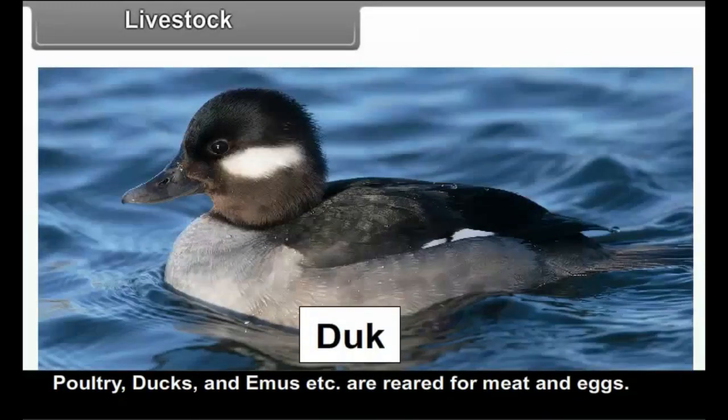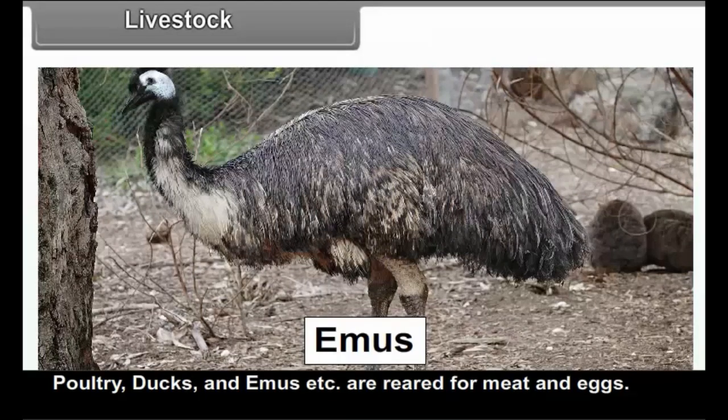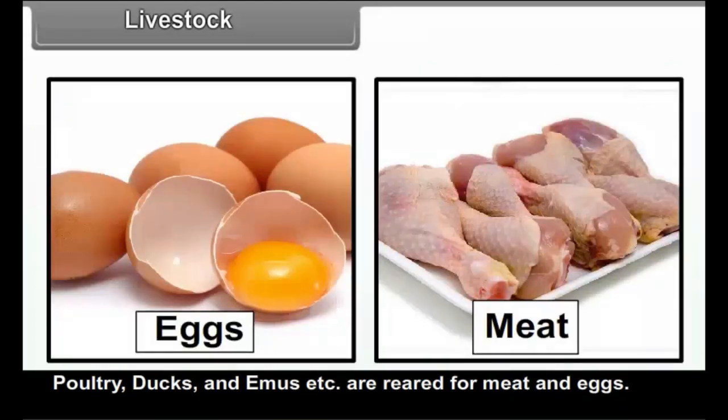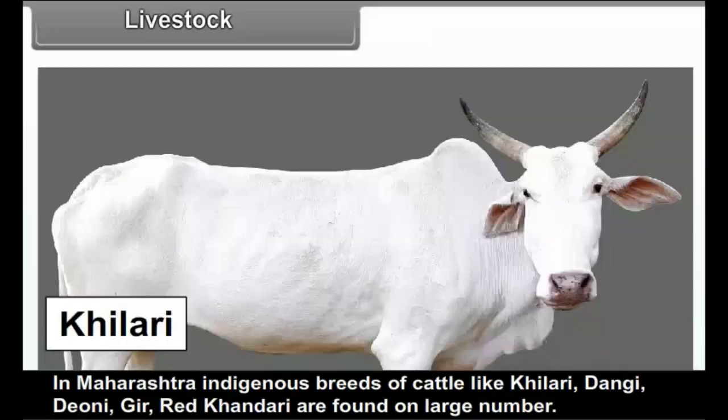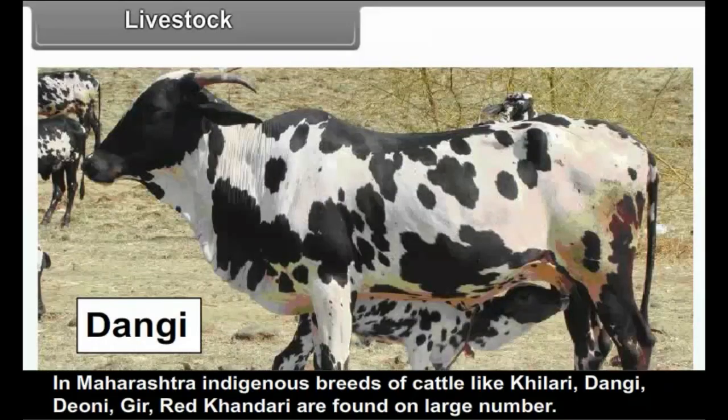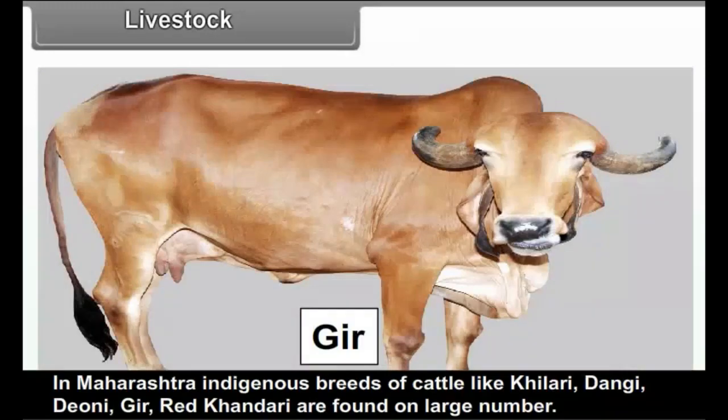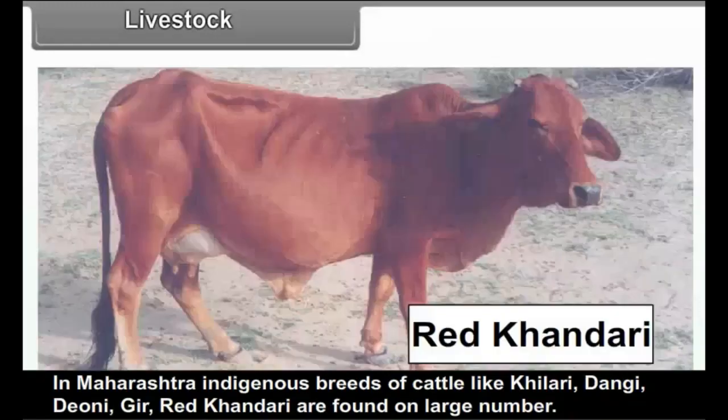Poultry, ducks, emus, etc. are reared for meat and eggs. In Maharashtra, indigenous breeds of cattle like Khillar, Dangi, Deoni, Gir and Red Kandhari are found in large numbers.